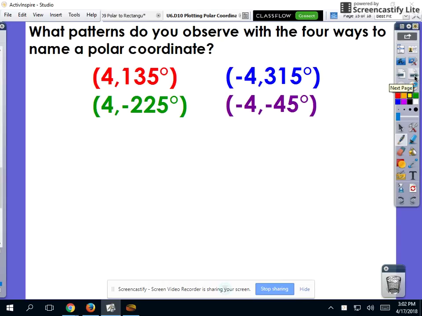What connections do you make? I want you to pause and just think through, what are the connections between these angles and the signs of your radius? Pause and think through that. What do you think?